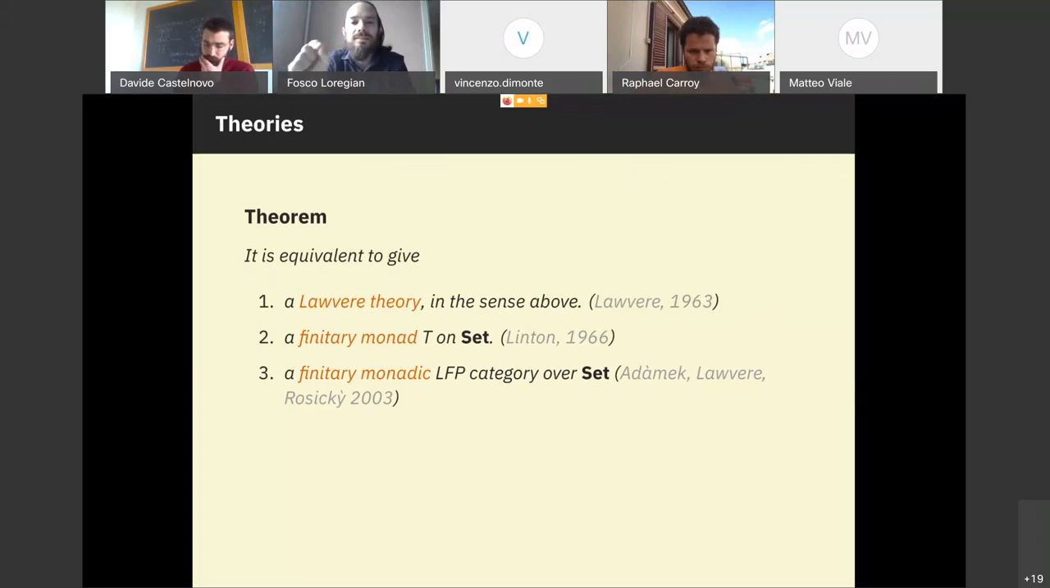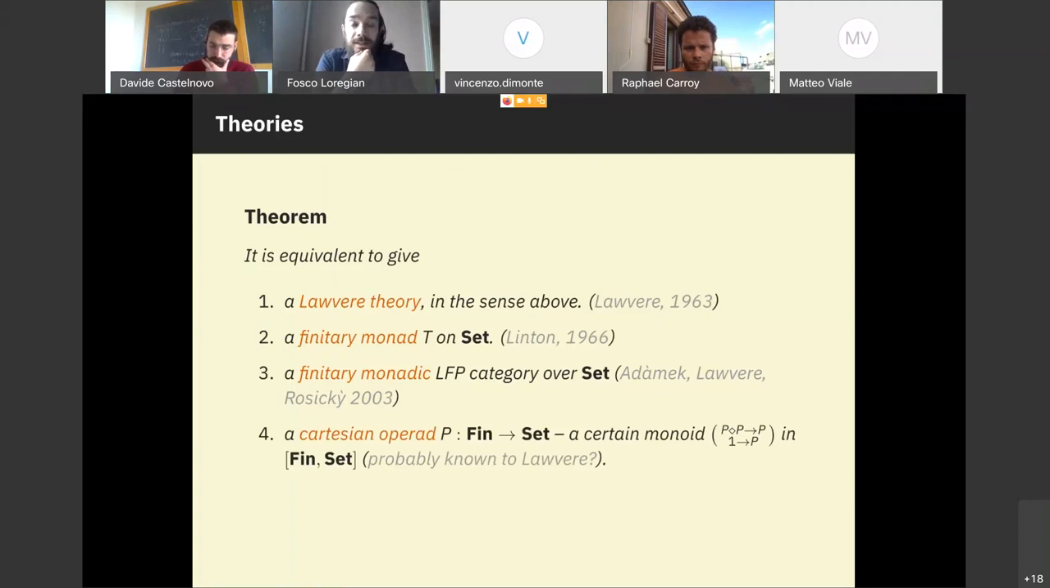Lawvere theory is equivalent to a certain kind of category, which is locally finitely presentable and monadic over the category of sets with a finitary monad. This is slightly different from condition two, from the category in two, mostly because you see how to connect two and three. You just take the category of algebras for a finitary monad and vice versa, given a monadic category, you know that there is a monad that induces that as a category of algebras. Again, this was probably known to Lawvere, but I don't think he ever wrote it down.